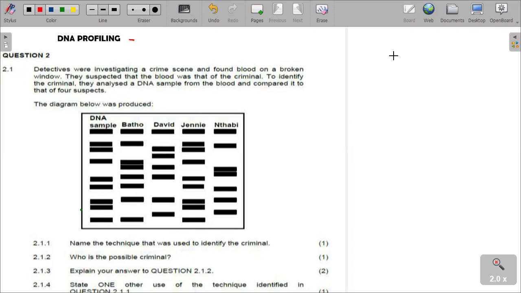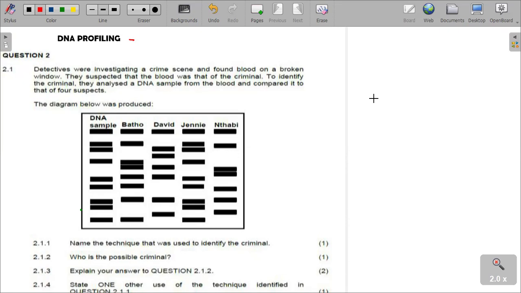Today we are going to talk about DNA profiling. Let me just quickly go into the subject so that we can answer other questions that are below, in order for us to understand the topic in detail. Let's begin. I'm going to define what is DNA profiling.